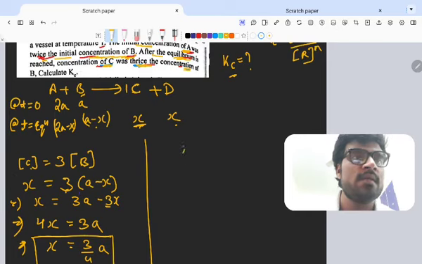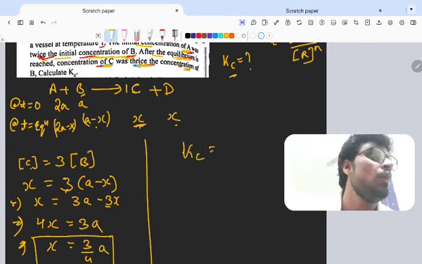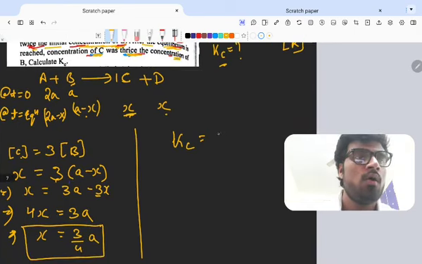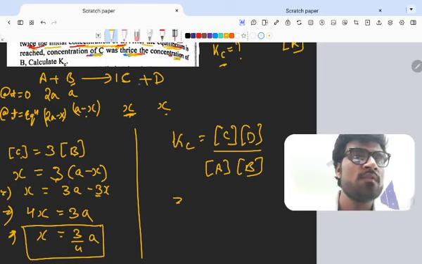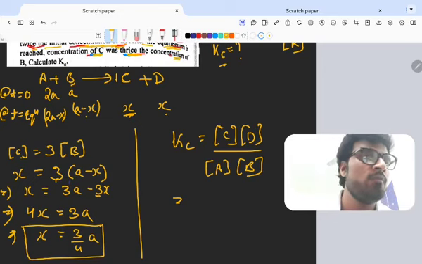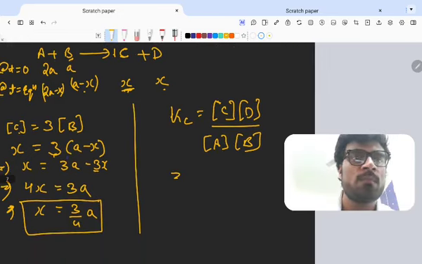Now they have asked us the Kc. What will be the Kc? So how will you find the Kc? Kc is the concentration of products upon reactants. It means the concentration of C into D upon the concentration of A into the concentration of B at equilibrium. Since the stoichiometric coefficient is 1 everywhere, we don't have to put anything in power. It is already 1. The concentration of C at equilibrium is x, and D is another x. Multiply this.